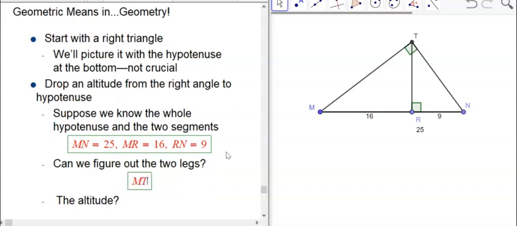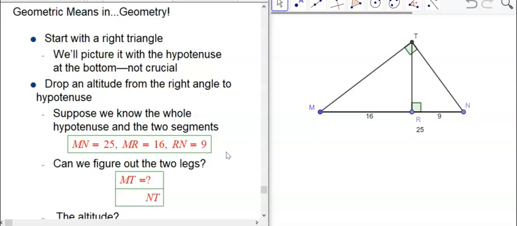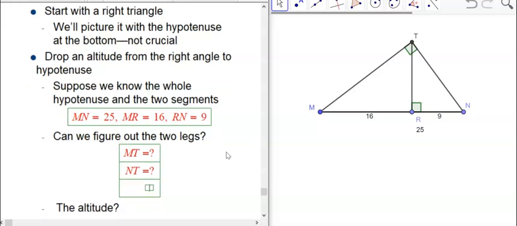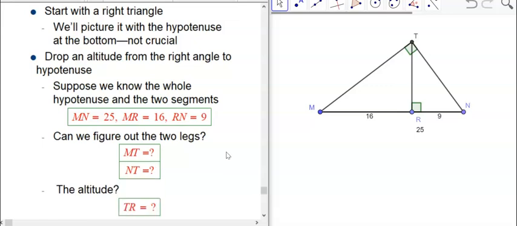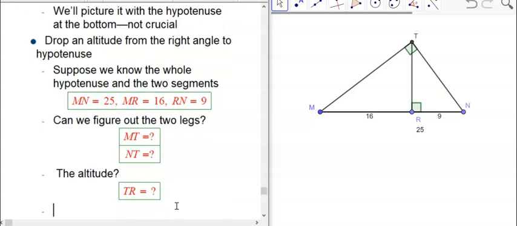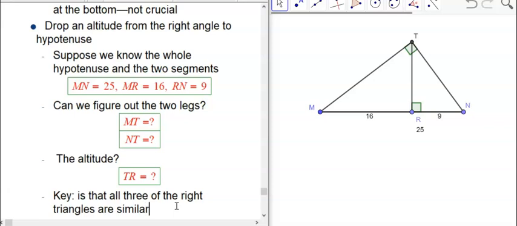Can we figure out the two legs? Can we figure out what MT is? And can we figure out what NT is? And could we figure out what that altitude that we dropped, TR, was? I'll put that down here. That's what the altitude would be. Okay, well, here's the key thing. Not only are they three right triangles, they're not three random right triangles, they're all similar. So the key is that all three of the right triangles are similar.